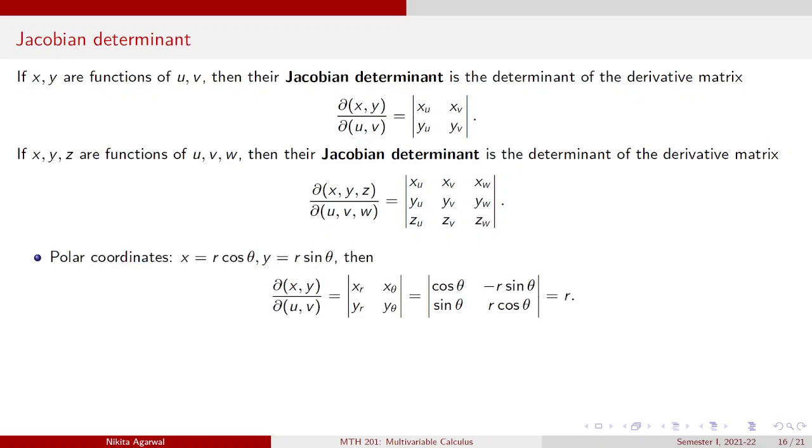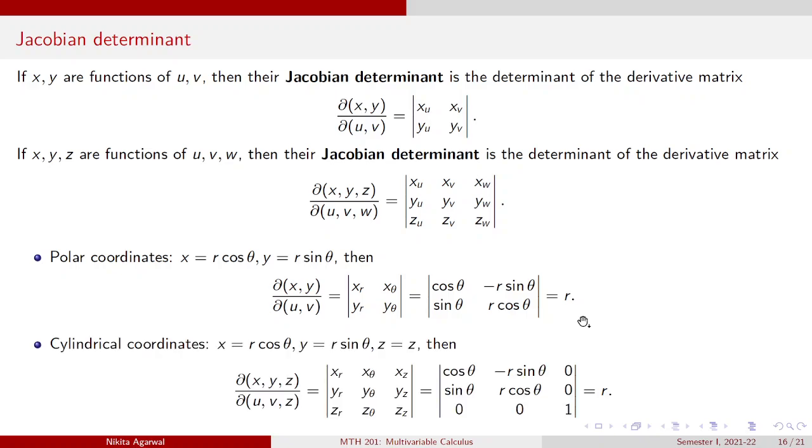So let us look at what was happening for polar coordinates. For polar coordinates, x and y were functions of r and theta, right? If you look at the Jacobian determinant, there are two variables, r and theta, in place of u and v. So you get x_r, x_theta, which are the derivative of x with respect to r and with respect to theta, and similarly y with respect to r, y with respect to theta. If you compute these derivatives and the determinant, you get r.